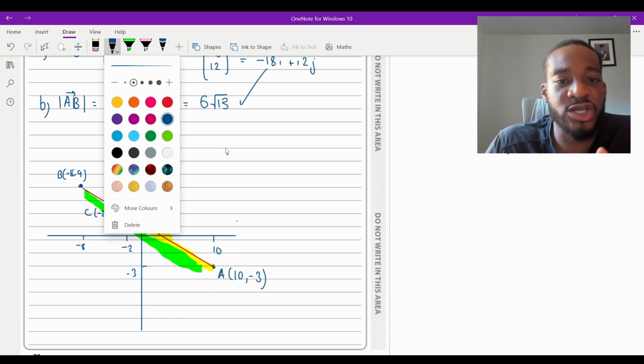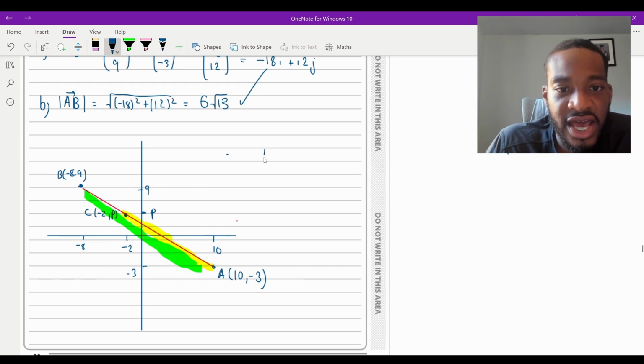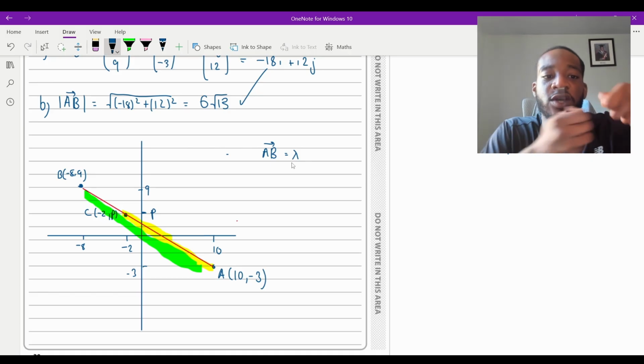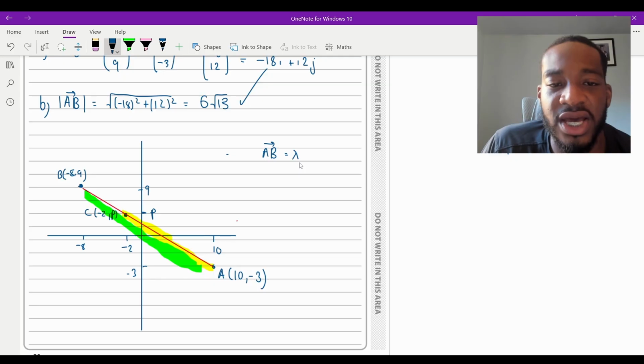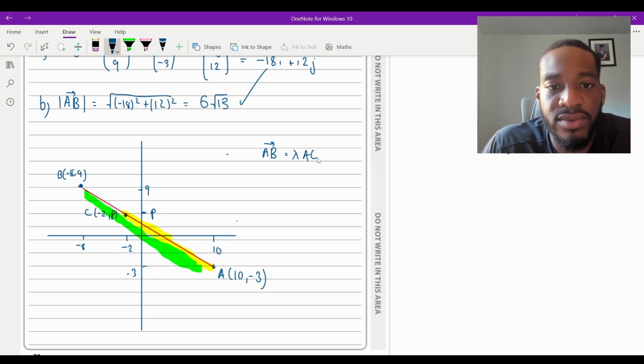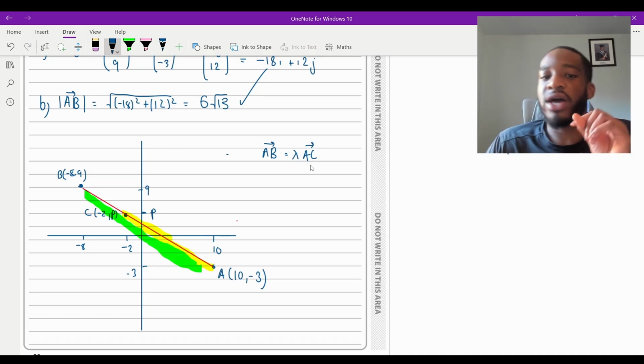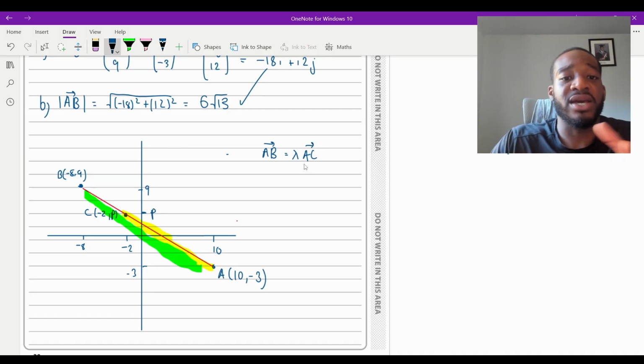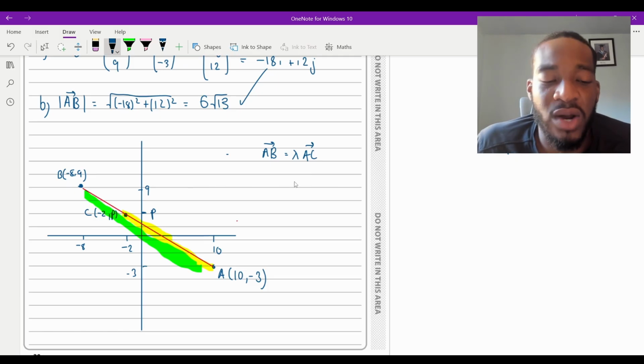So what I can say from this picture is that the vector AB, which is the longer one, will be equal to some multiple of the yellow one. It's just a stretched out version of the yellow line, isn't it? So I'm going to say AB is equal to lambda times AC. And then I'm going to get AB and AC, and hopefully I'll be able to figure out what lambda is from there.